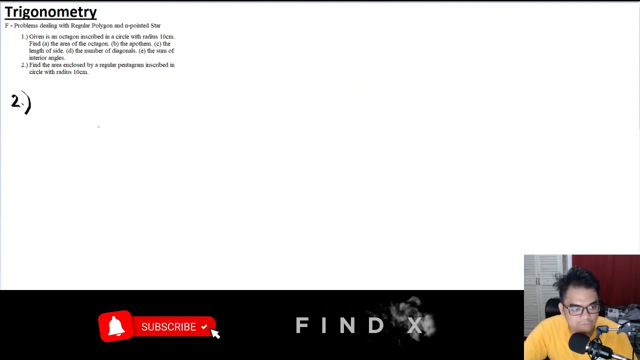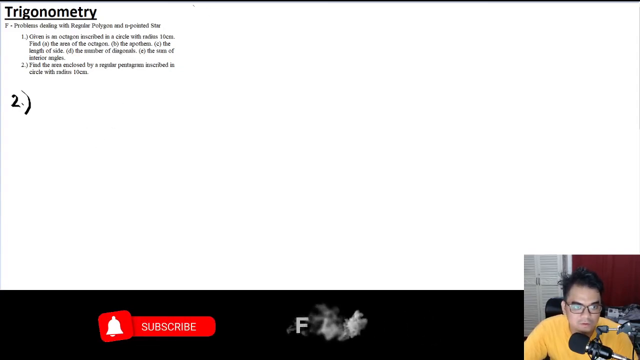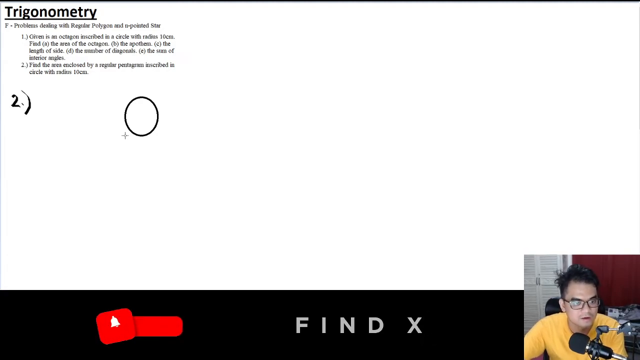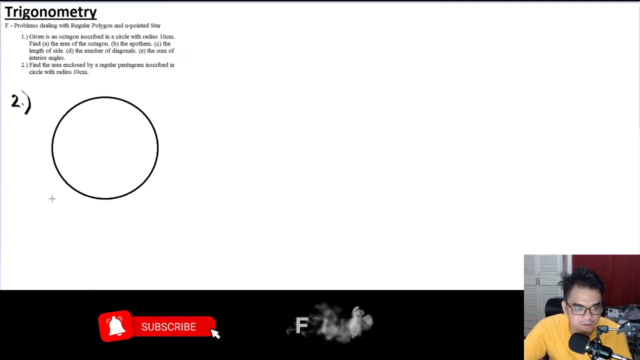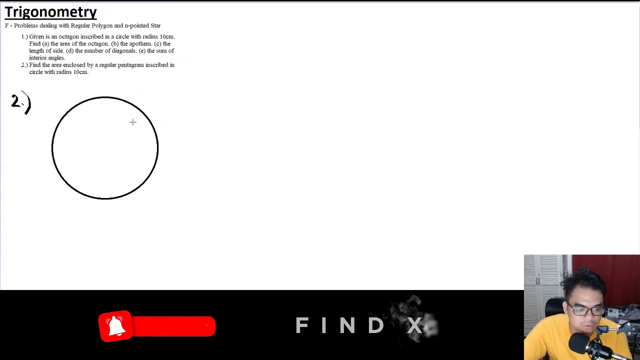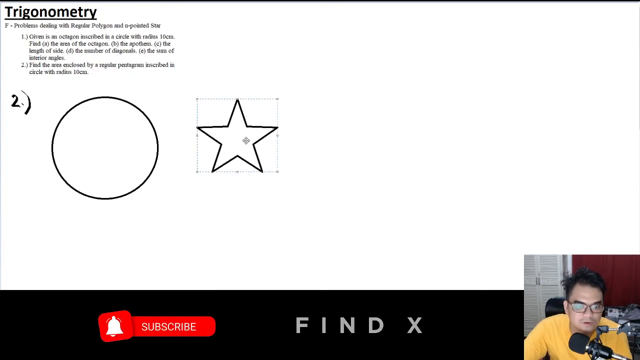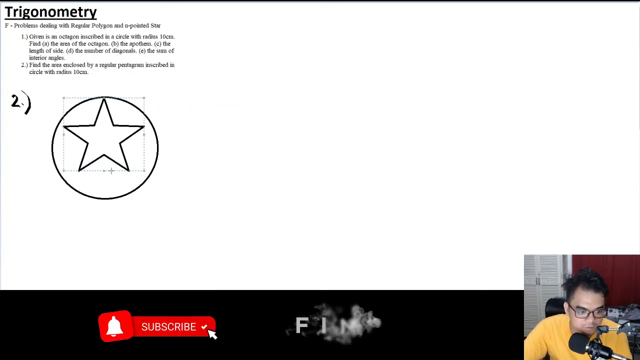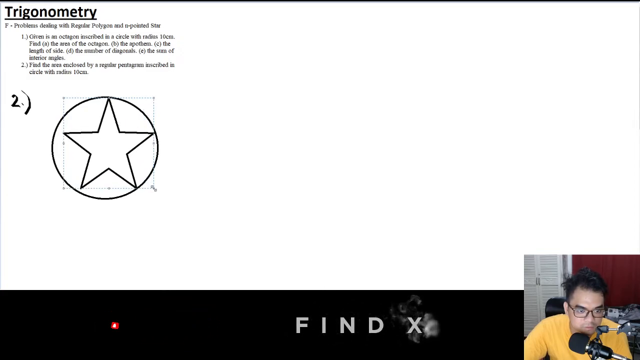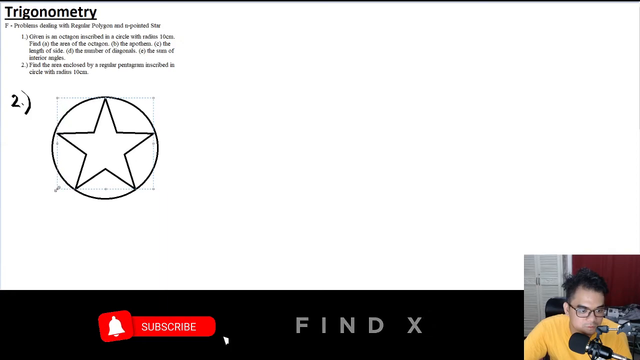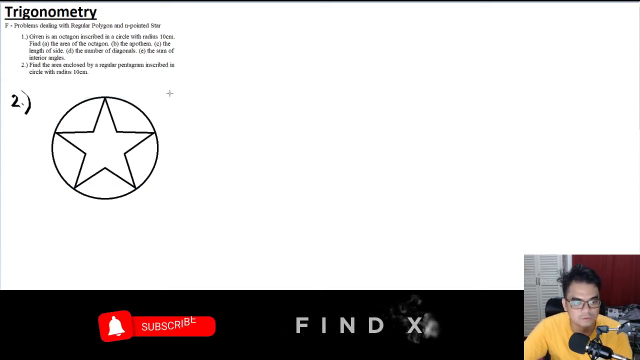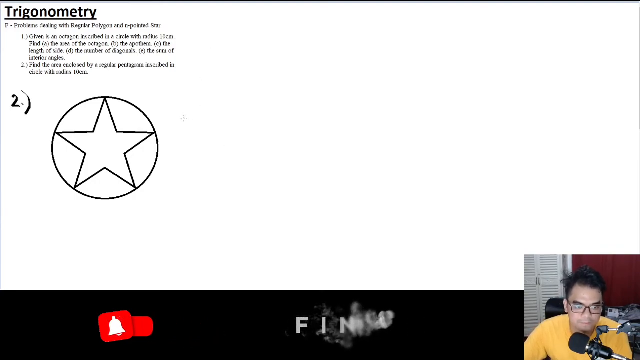Okay, so for number 2, we have: find the area enclosed by a regular pentagram inscribed in a circle with radius 10 centimeter. I think it looks like something like this. Regular pentagram. Pentagram is just a star. There you go. So we are looking for the area of the pentagram.